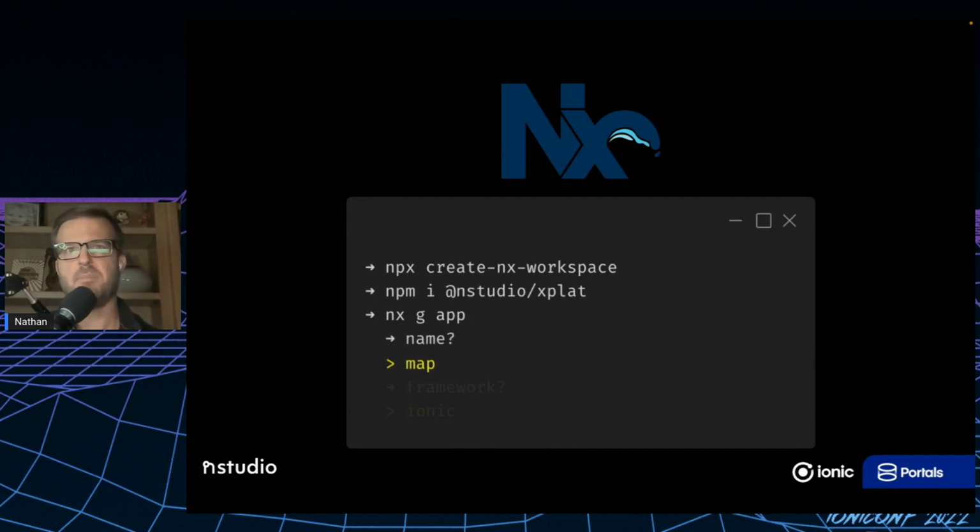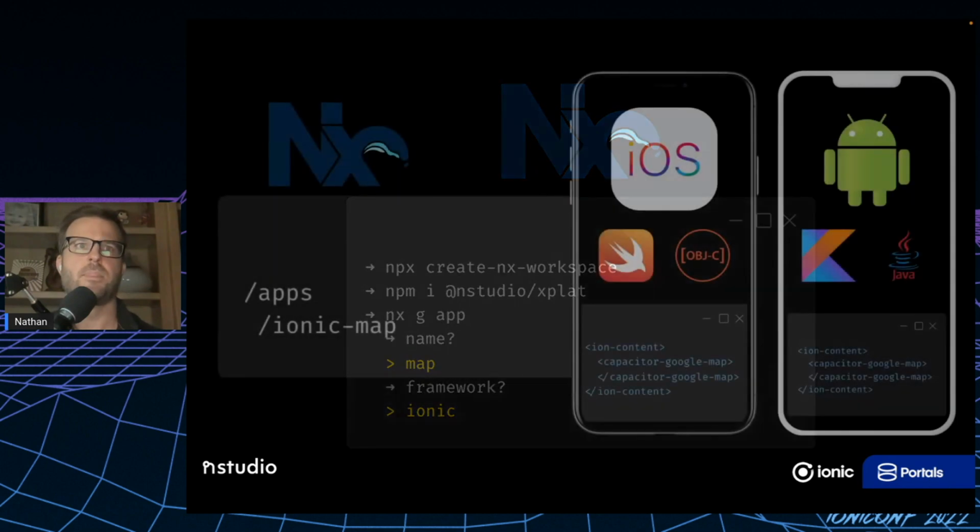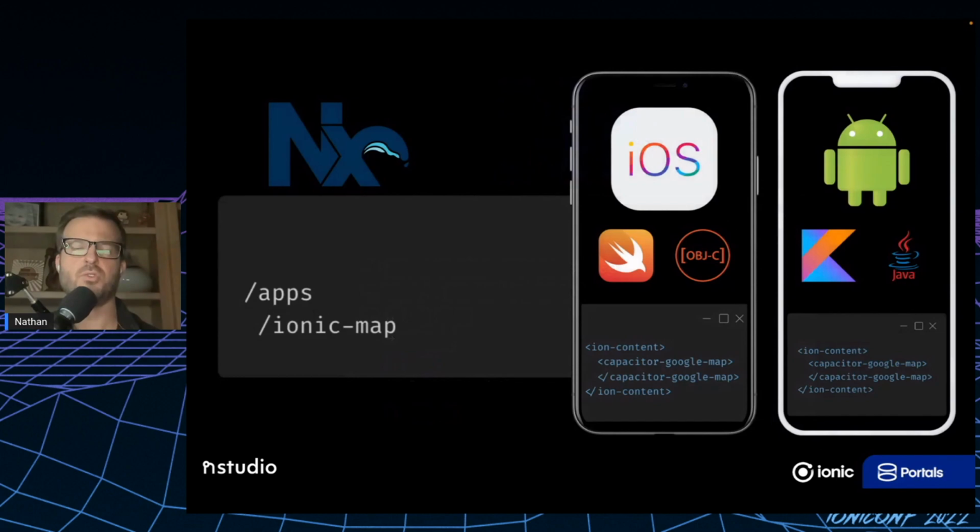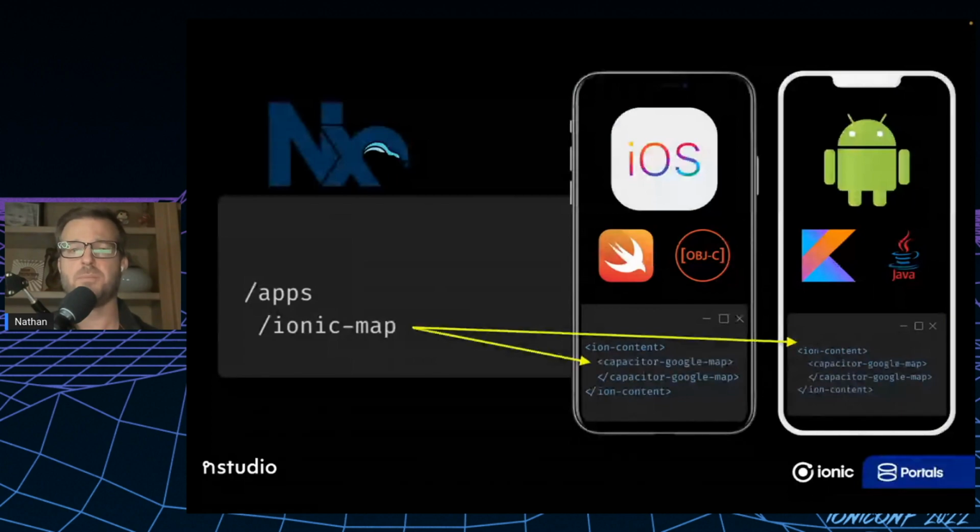Let's name this map for our Capacitor Google Maps micro front end. And we'll choose the Ionic framework since that's what we'll build it with. This gives us the Ionic Map project we'll use to build our Google Maps integration, which will become our portal target we can use for our development.